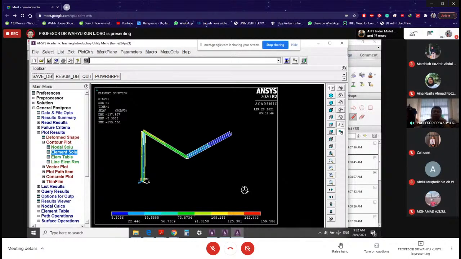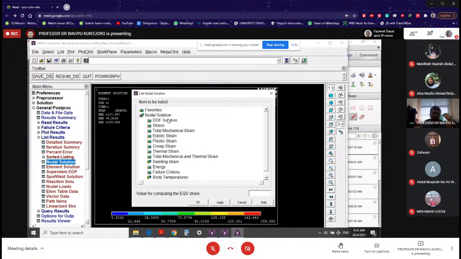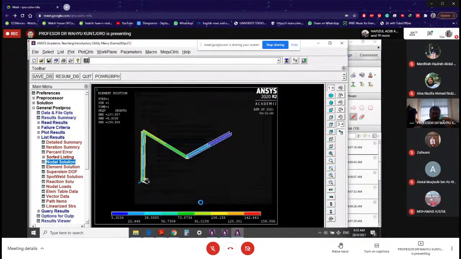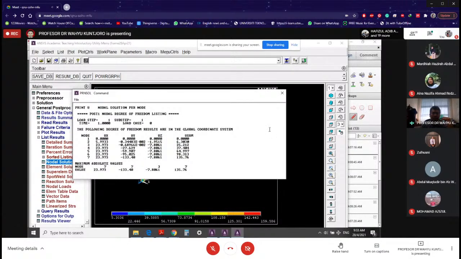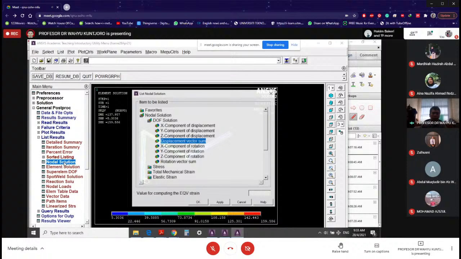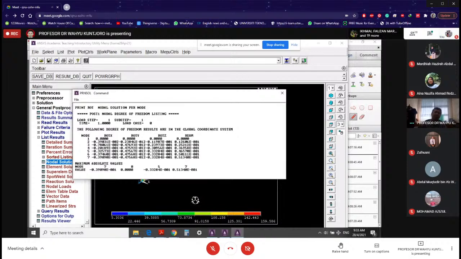What about now if I want to list the result? Yes, you could. You just click list, and then you can find the displacement, for example. Then that's what you have at every node. You have only 7 nodes, right? So now we have displacement in X, in Y, in Z, and also the resultant. You can also check the nodal solution on the rotation, just as what you see over here.